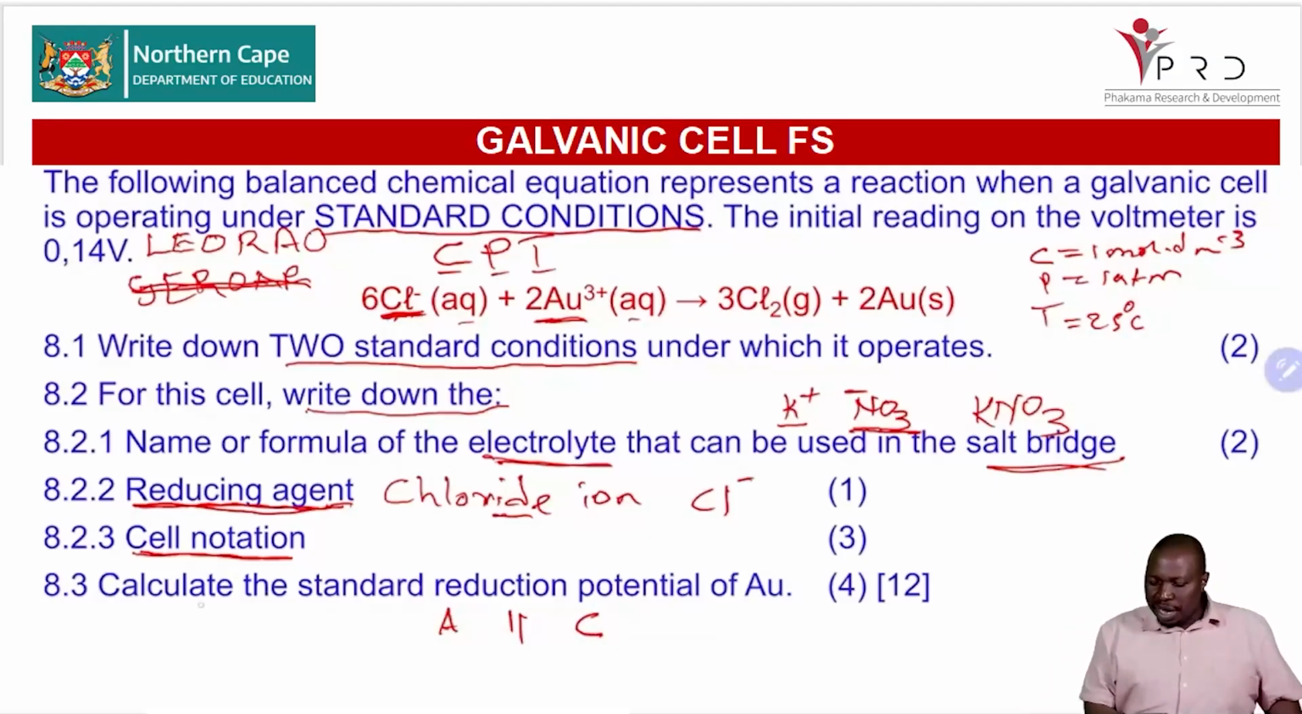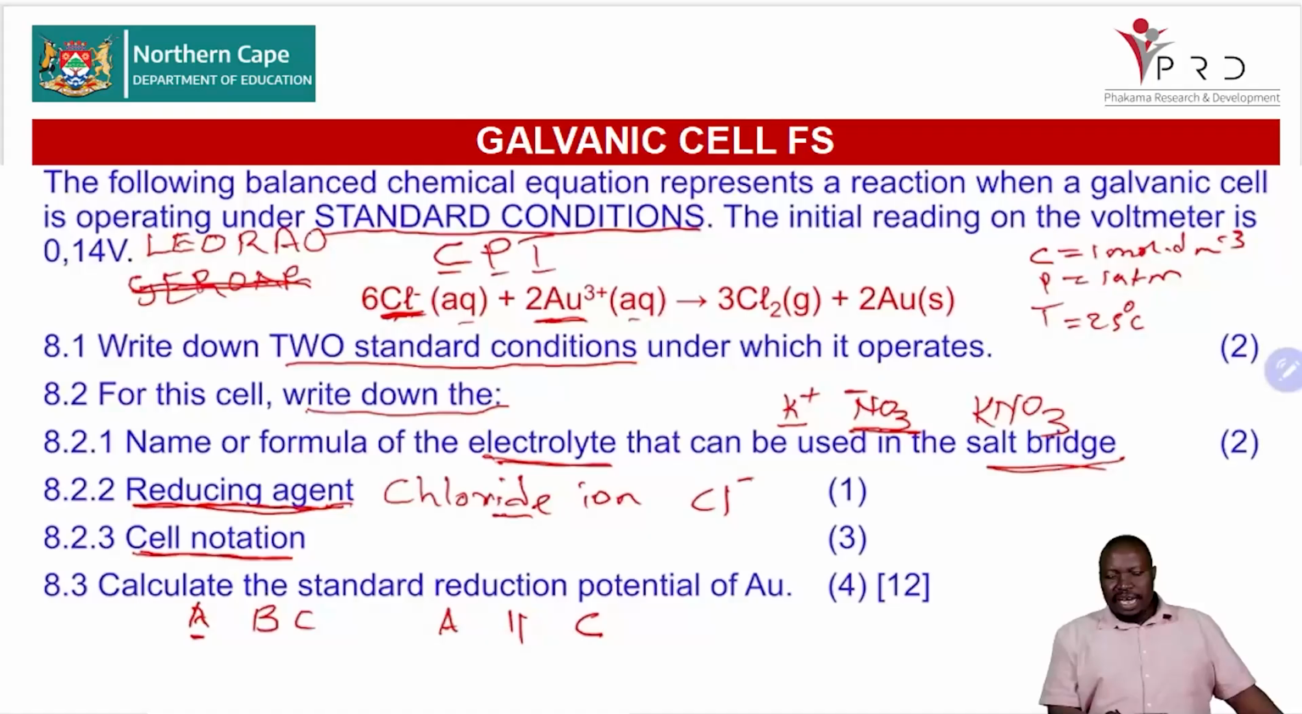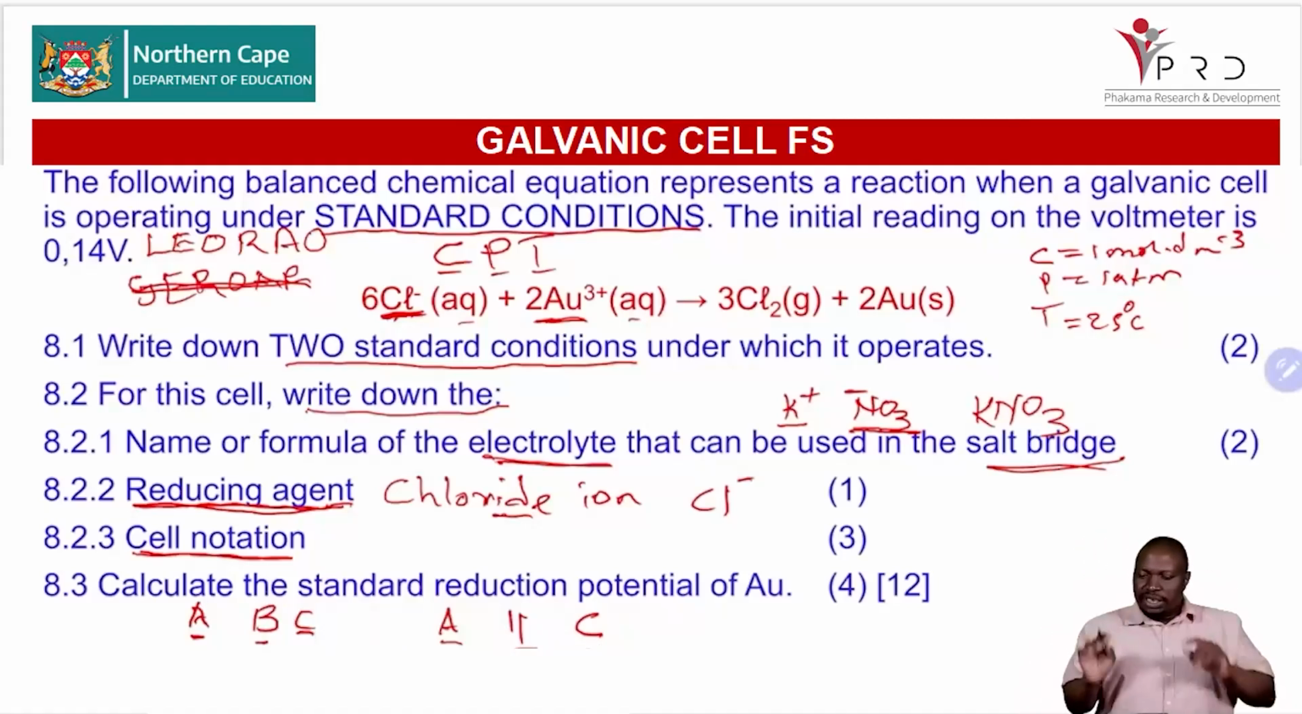Or you can say A, B, C. The A stands for the anode. So you must always start with the anode, then the salt bridge, then the cathode. Here you have already shown the anode, the salt bridge, and the cathode, always in that order.